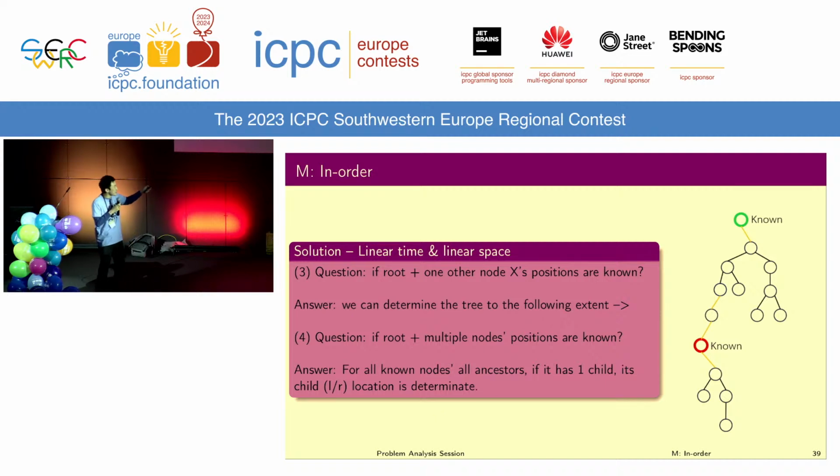I won't say whether it's left or right, but you can prove it's determined. And also this green, this yellow's own child, whether it's left or right, is determined.